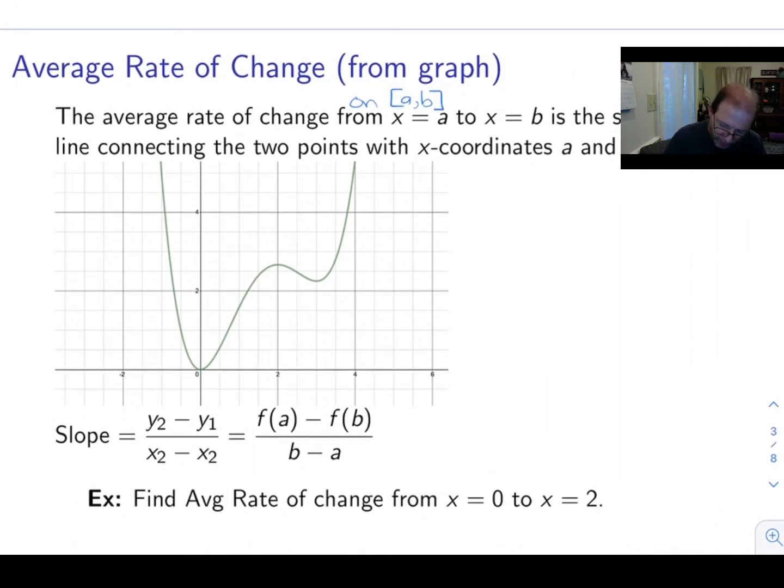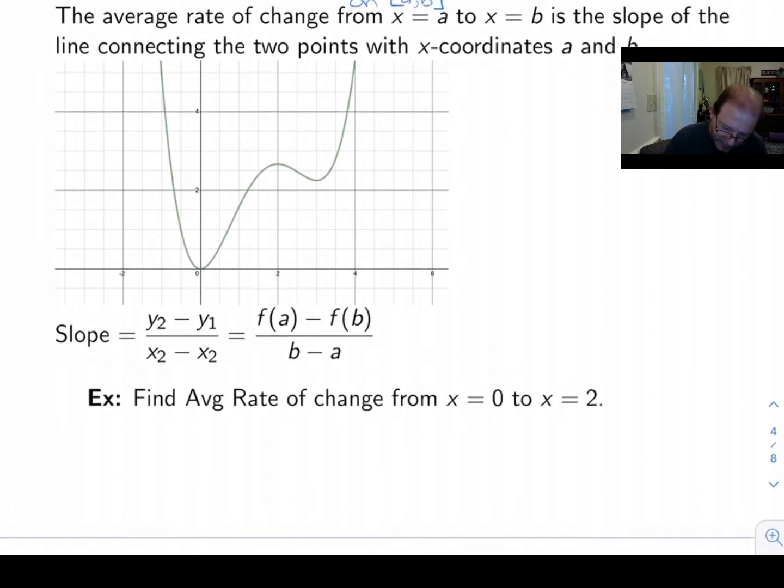So in this example here, let's find the average rate of change from x equals 0 to x equals 2. Well, that's going to be from here at x equals 0 to x equals 2. So what I want is the slope of the line that goes through these 2 points. Let me draw that line in.